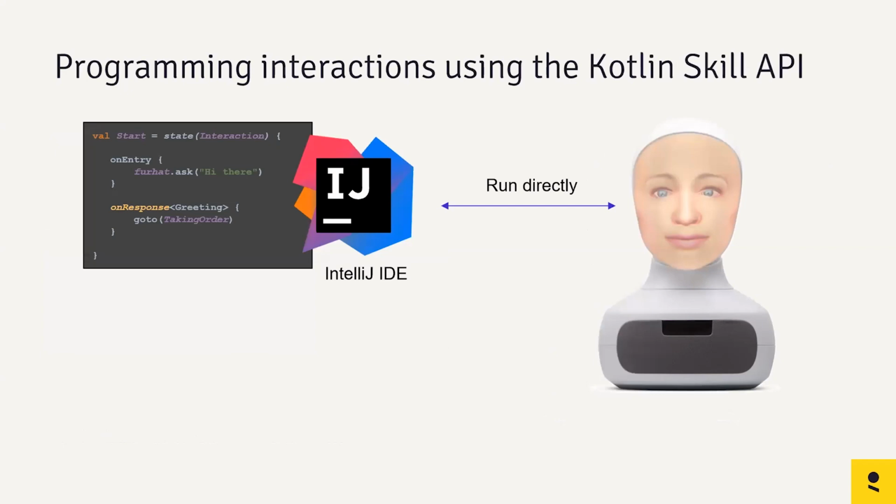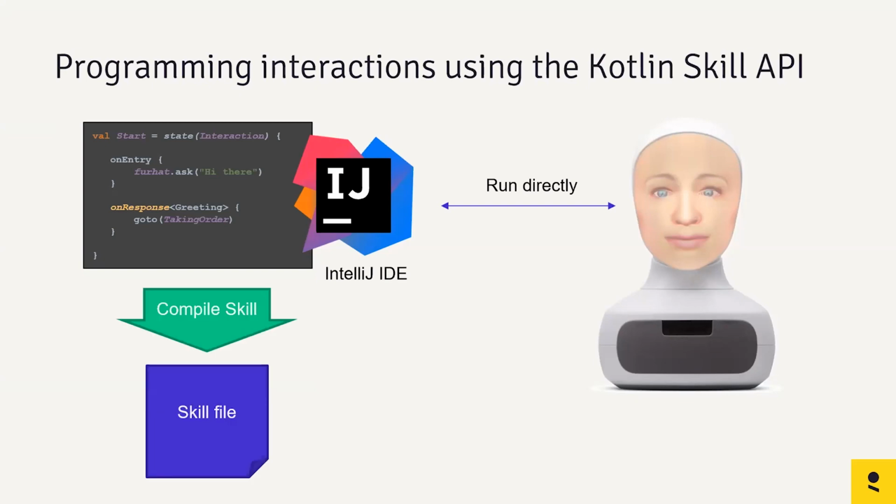With the Kotlin Skill API, what we recommend is to develop in the IntelliJ IDE. Then you can use the functionality and the domain-specific languages that we have defined to build more interactive things. You can run that and connect it directly to your robot or your SDK. So you can run the program and debug the program directly, and it will run directly against the robot.